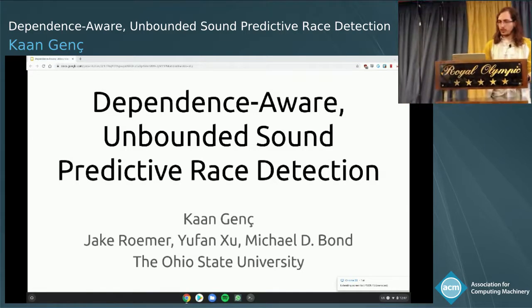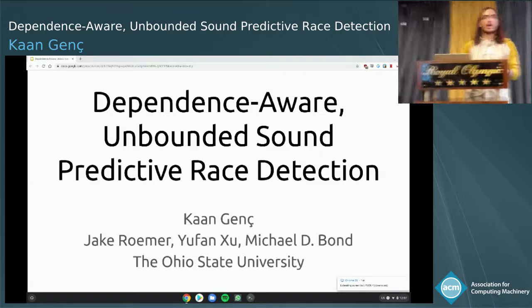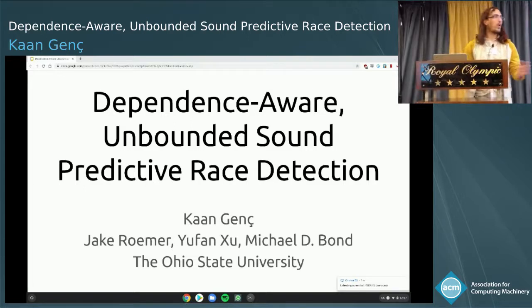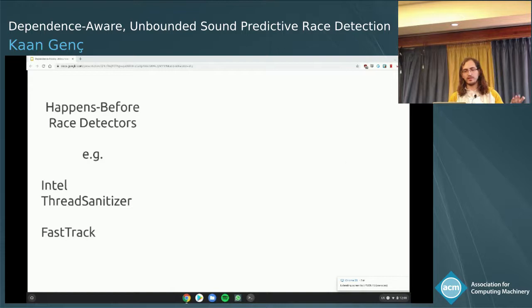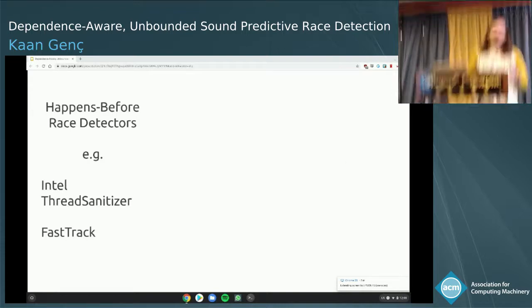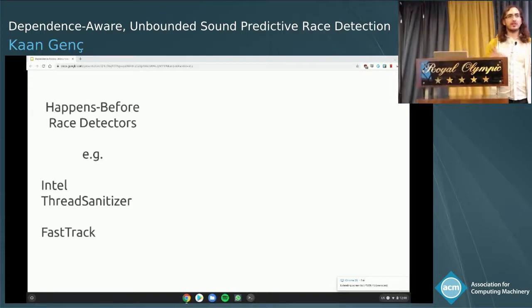Today, I want to talk to you about data races. Specifically, I want to talk about why the existing methods of data race detection are not really enough, why we need more powerful methods, and of course, how we achieve those more powerful methods in our work. To do that, I first need to give you some background in race detection.